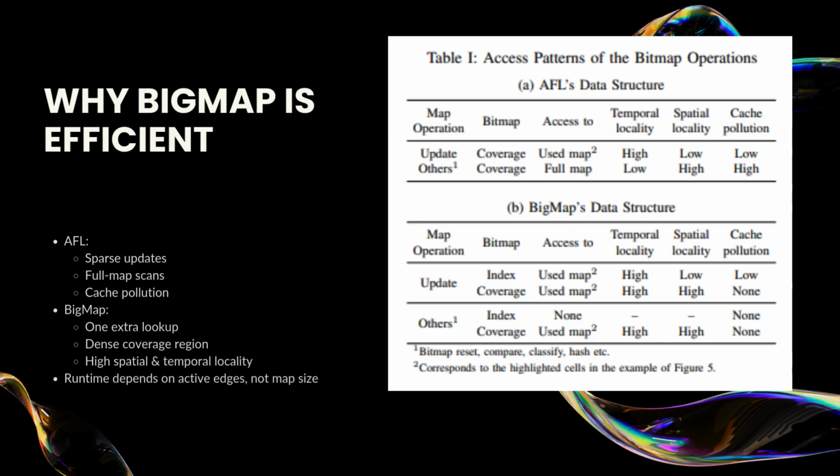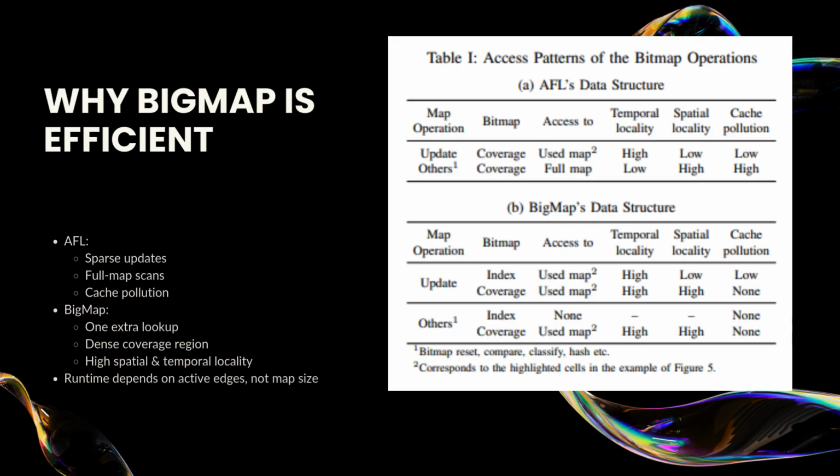This causes significant cache pollution. The processor loads cache lines that contain mostly unused data. These unnecessary memory operations push useful data out of the cache and increase memory bandwidth usage. As the bitmap grows larger, the problem becomes worse. Now consider BigMap. BigMap introduces one additional lookup into the index bitmap during edge updates. At first glance, this might seem like a little extra overhead.